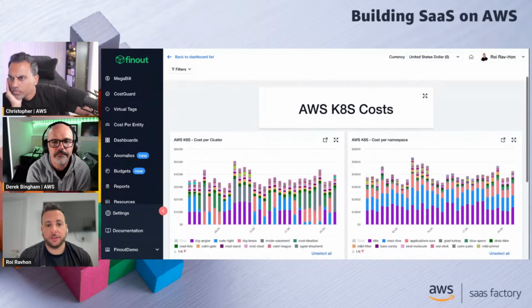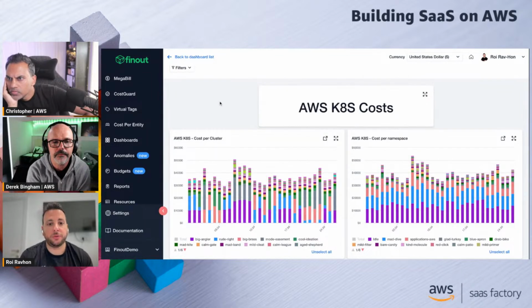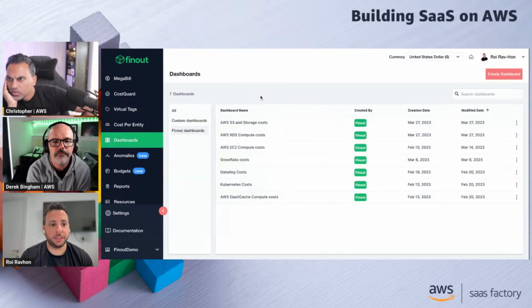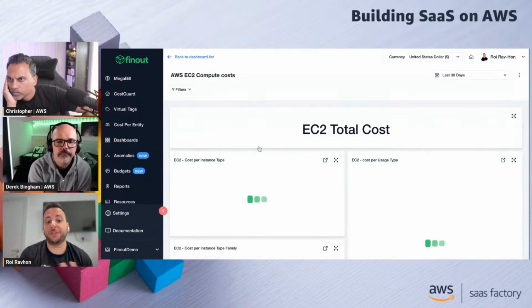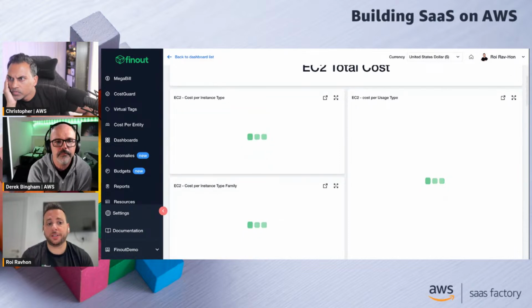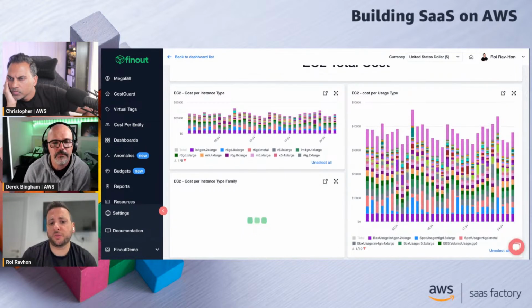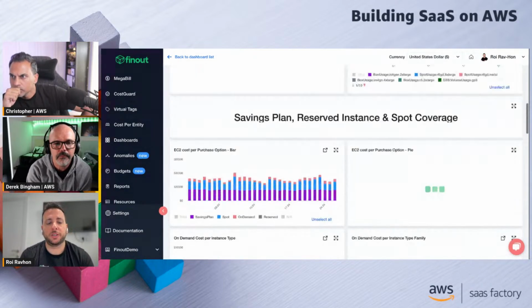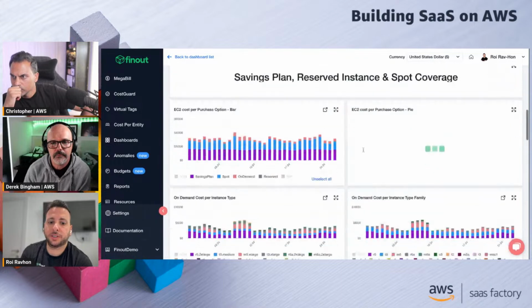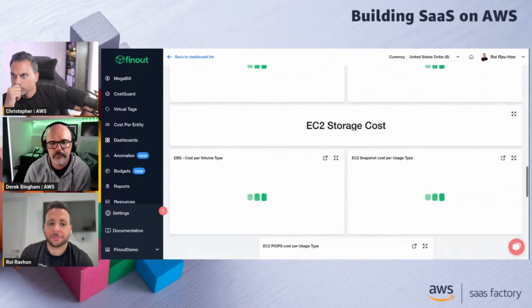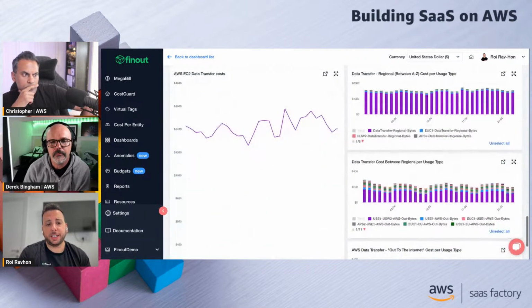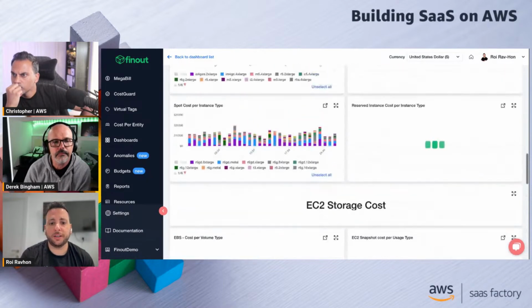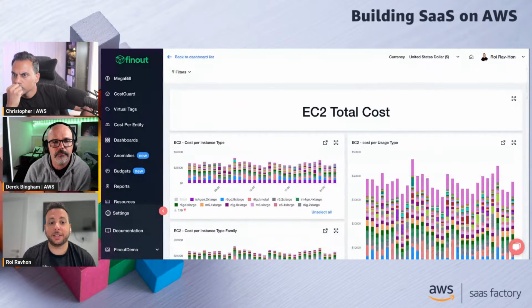Within Finout, we can build dashboards for costs, specifically looking at Kubernetes, but we can also look at S3 cost, RDS cost, EC2 cost. These are the predefined dashboards that we have, but everything is customizable. Think of Finout like a Grafana-like solution. You can just build whatever visualization that you want. We can start to see our savings plans, reserved and spot coverage, EC2 storage costs, data transfer. So really do whatever makes sense for our own specific view, and we can build unlimited dashboards.